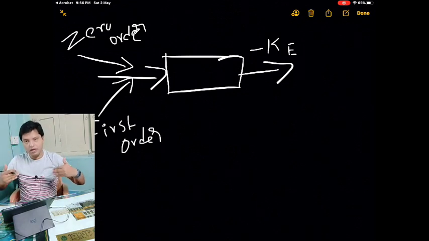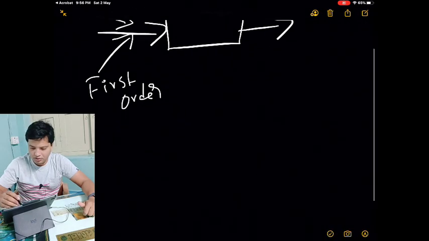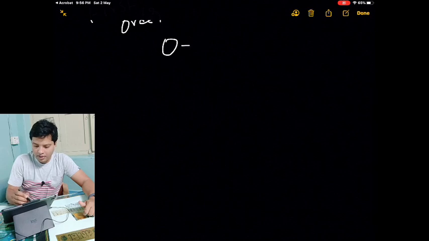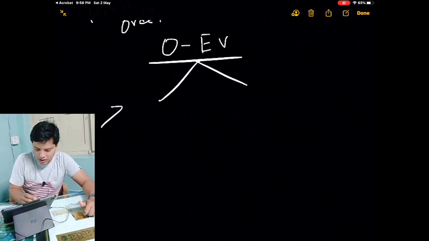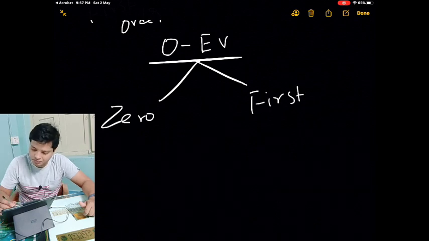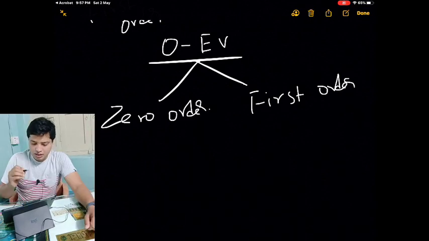I will just tell you what we are going to study in this. I'll list it out. What we are studying is one compartment extravascular, which will be divided into two: zero order or first order.